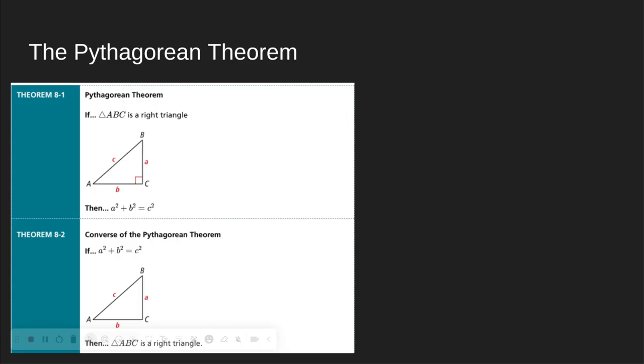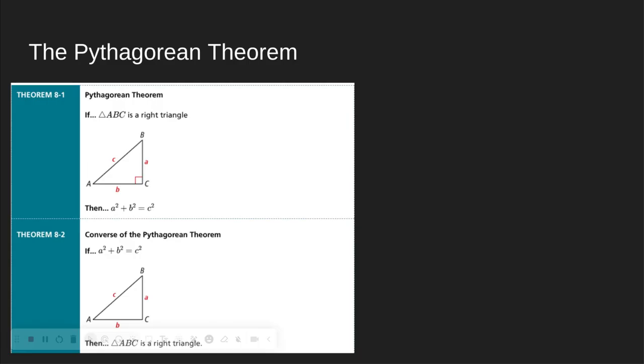So here is the basic Pythagorean theorem. If you have a right triangle, then the sum of the squares of the legs is equal to the square of the hypotenuse. Typically, people remember that as a squared plus b squared equals c squared. But it's important that you recognize that what side does c represent? The hypotenuse, the biggest side.